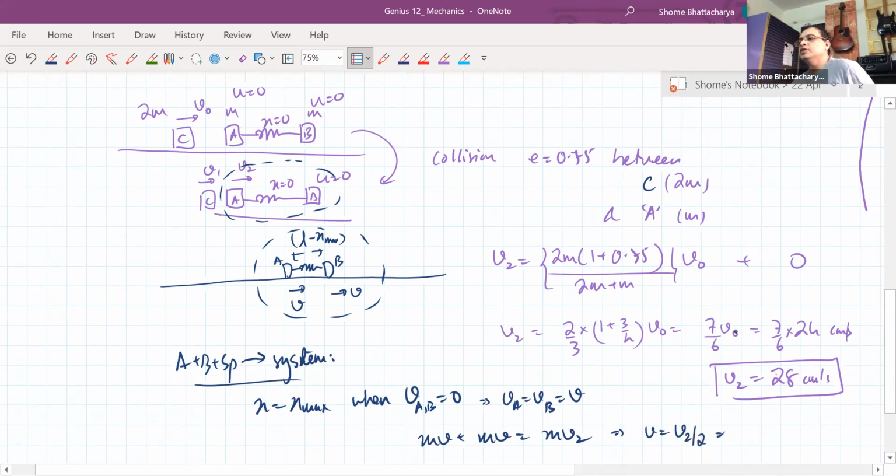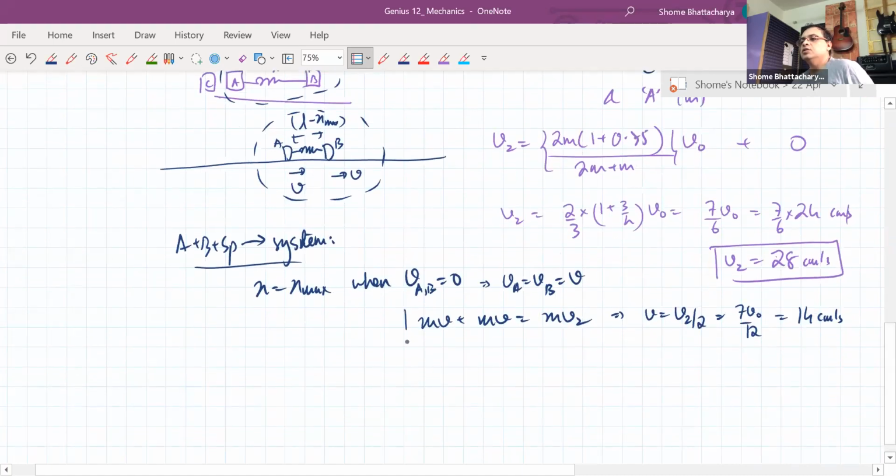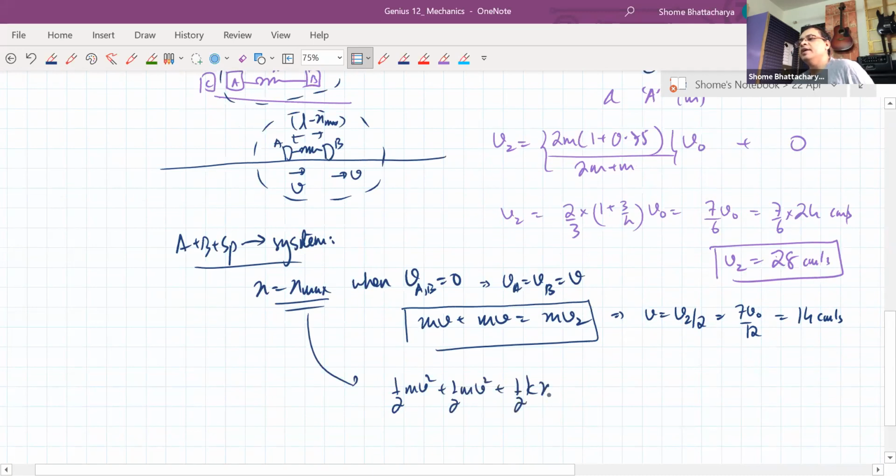So in fact, in terms of V0, it will become 7 V0 by 12, or 14 centimeters per second. So now we can see that this was one equation. And x equal to x max means the initial energy is half m v square plus half k x maximum square. Sorry, this is v2 square.